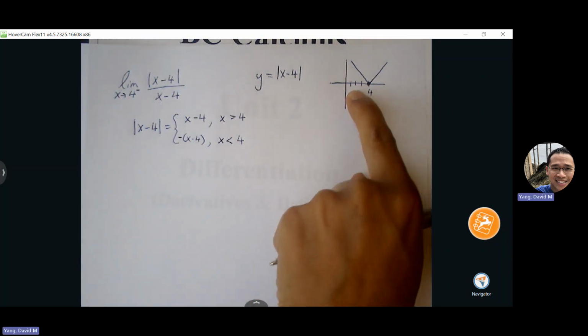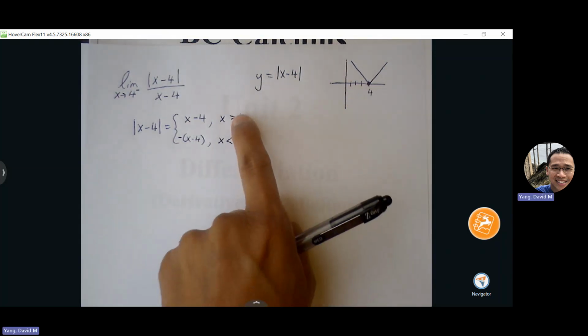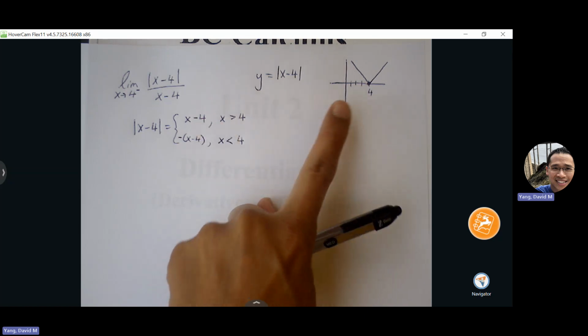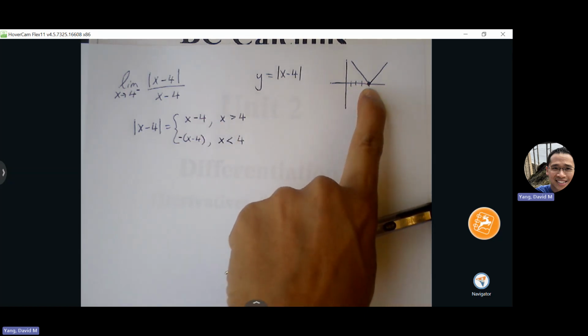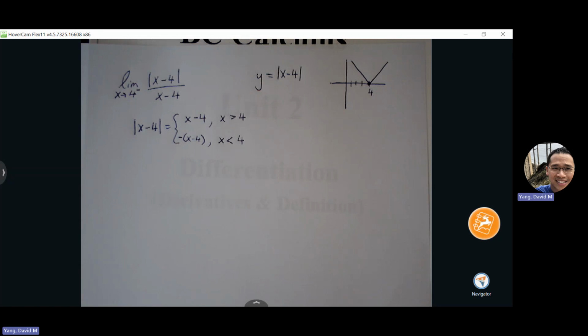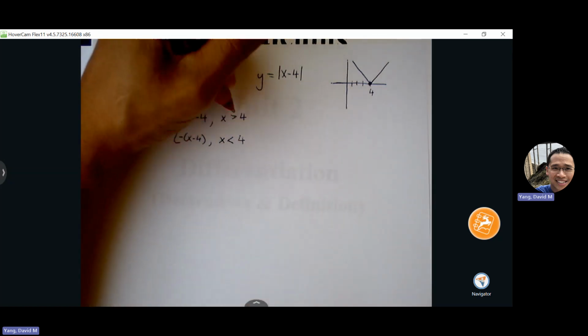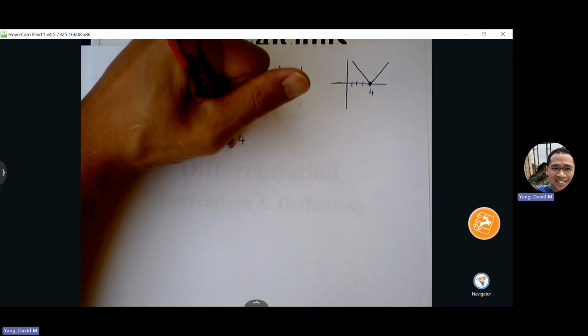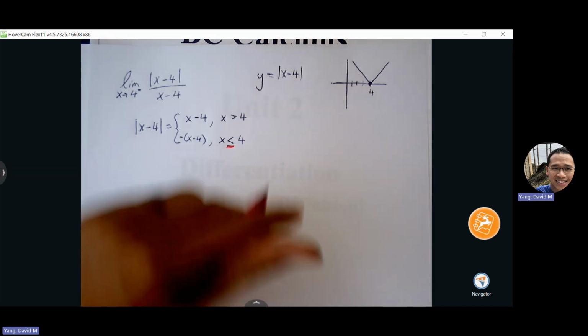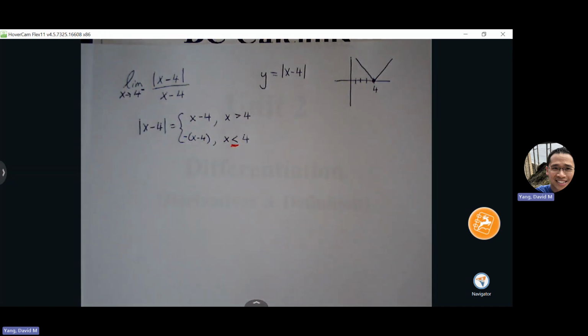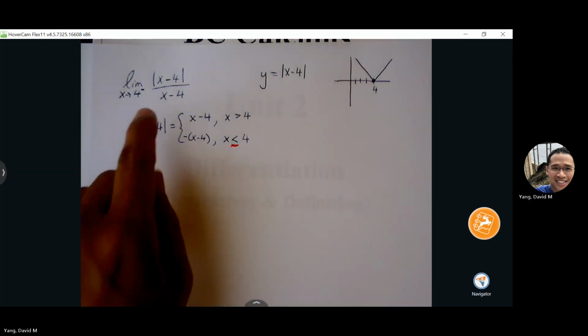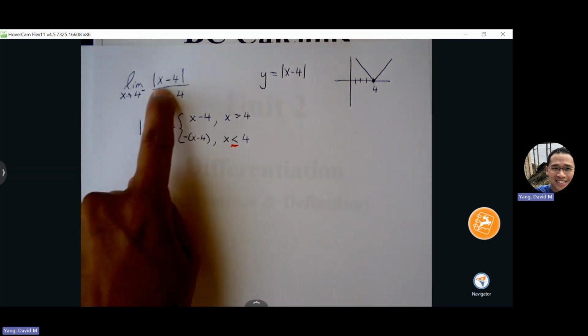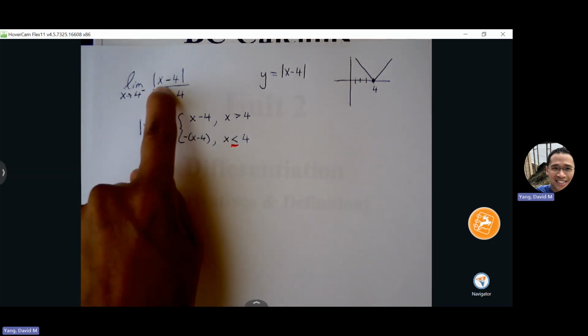Now, this vertex point is defined. Both these functions define the point at 4, 0. So we just want one of them to define it, not both. It doesn't matter which one you choose. You can put the equal sign either above or below, as long as one of them can take care of that point.